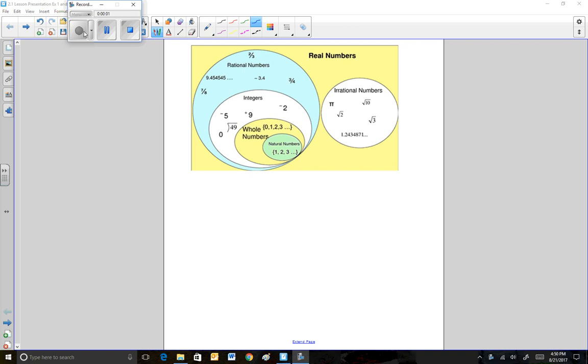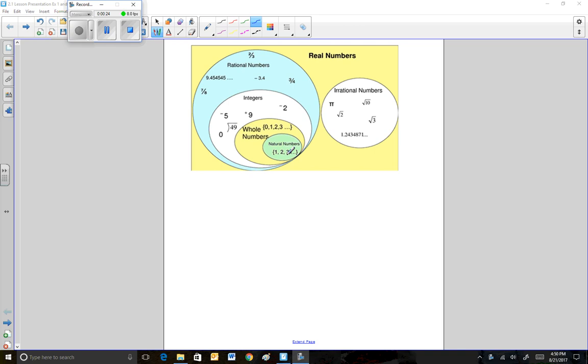Well, hello everybody. We're going to get started looking at 2.1 today, which is talking about classifying numbers and deciding if numbers are larger or smaller than other numbers. First of all, let's take a look at this Venn diagram. We have real numbers. So everything we talk about today is going to be considered real numbers.